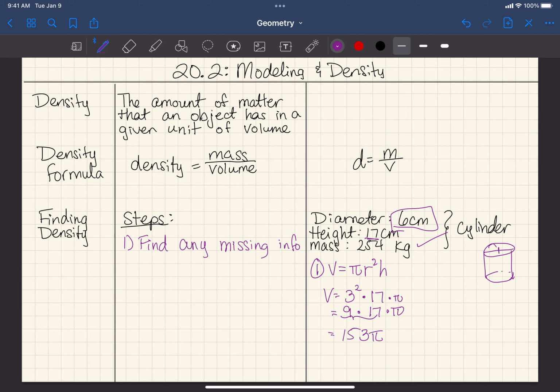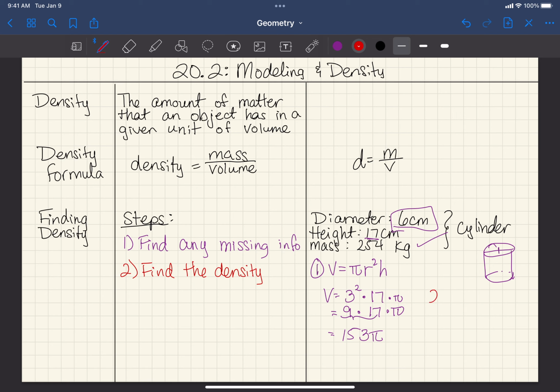Like I've told you before, depending on the question is when you need to determine if you are going to have to multiply by pi. Okay, so that's just the first part. So my second part is going to be to find the density, right? I've already found all the information I need. So now I just need to find the density.